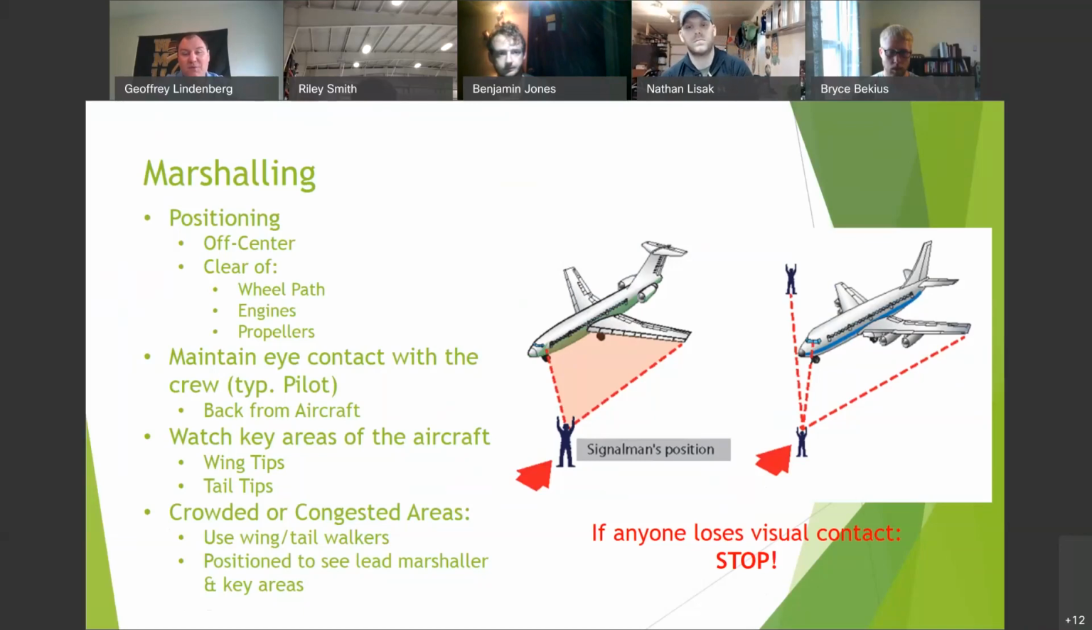So before you even bring an aircraft into a spot, or marshal an aircraft, you want to make sure the area is clear. And depending on the airport, this may be done in different ways. A lot of airports have the taxi lines marked, and you don't want stuff close to the taxi lines.